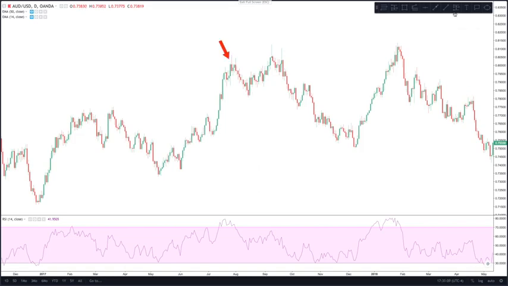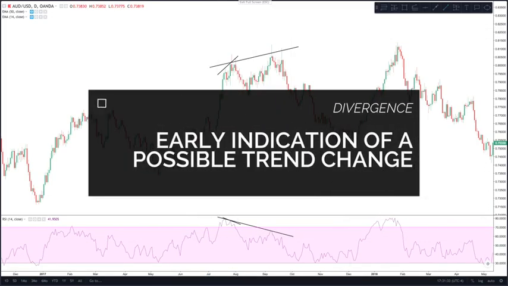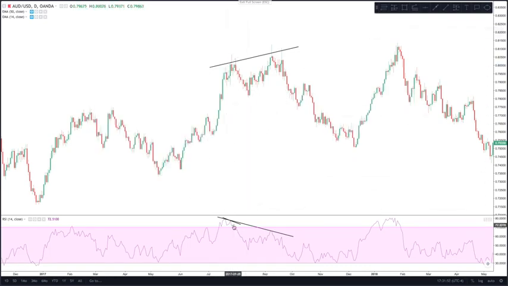If you look up here, notice how we have divergence. This is a tight divergence. Notice how close together price is. Now, here is a better divergence, which is what we call a wide divergence. This gives us an early indication of a possible trend change. So now, let's layer on some price action on top of this.